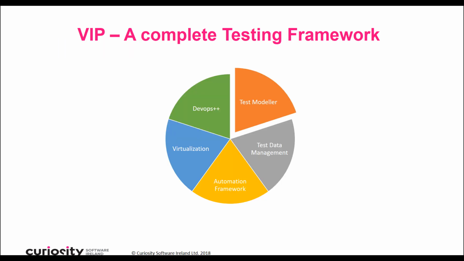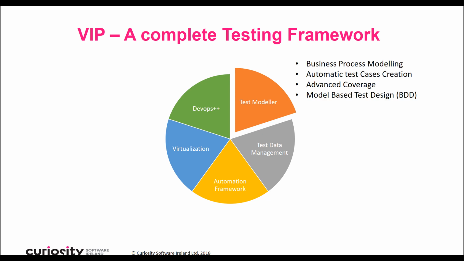So what is VIP and how does it help? VIP is a complete and customizable testing framework that has 5 major components. The first is Test Modeler, a SaaS-based BPMN tool to model processes. It will automatically identify the optimum set of test cases using advanced coverage techniques, and it can directly support model-based design or BDD or TDD.